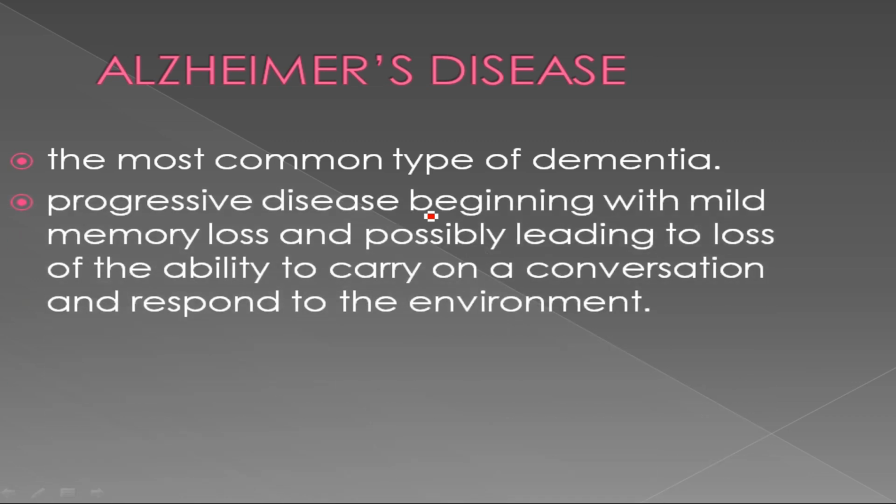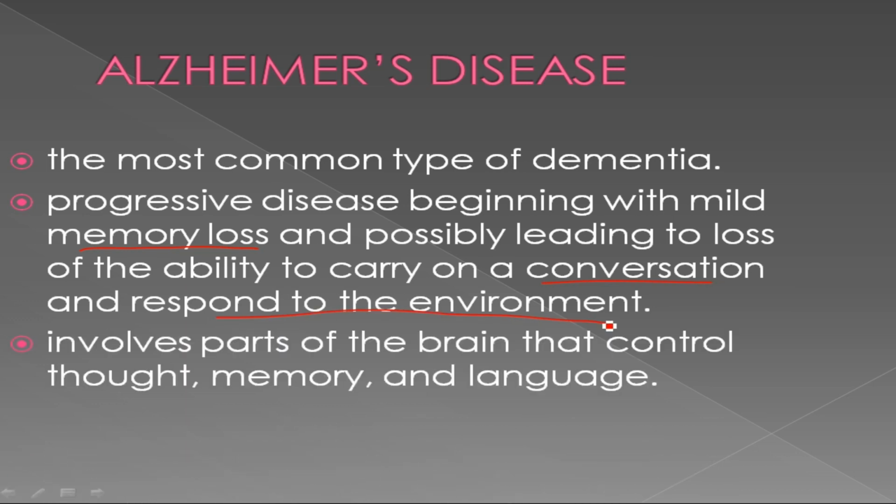It's a progressive disease, with onset probably at the age of 50s to 60s, and it continues increasing with age, starting with mild memory loss and possibly loss of the ability to do daily activities and loss of motor function, and ultimately leading to the loss of ability to carry on a conversation or to respond to its environment. The parts of the brain that control thought, memory, and language are most commonly affected by Alzheimer's disease.